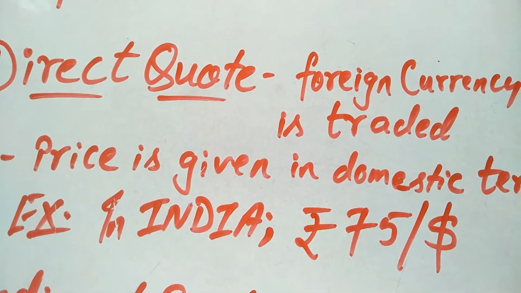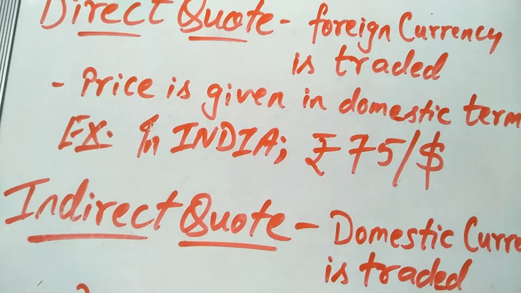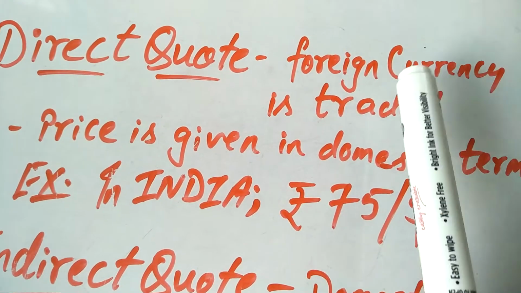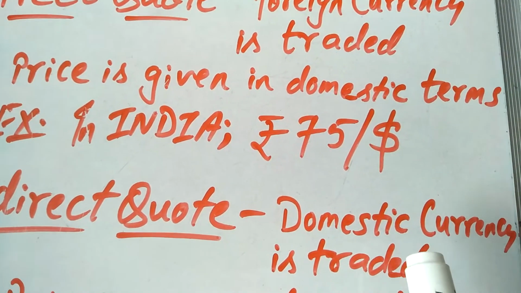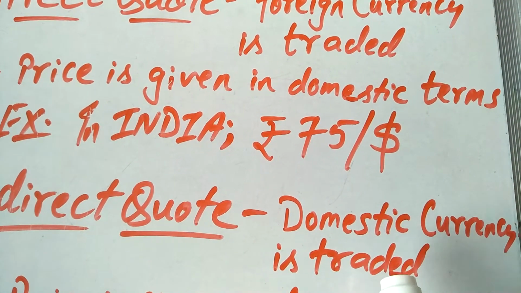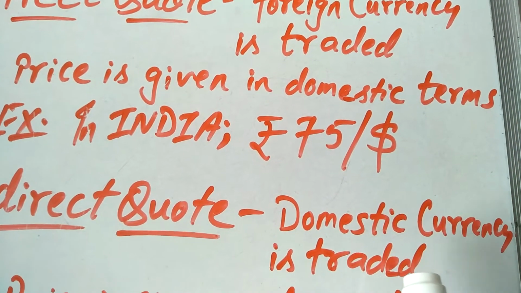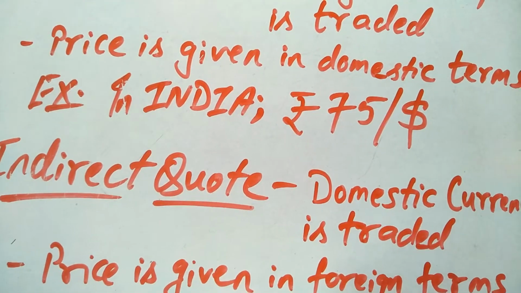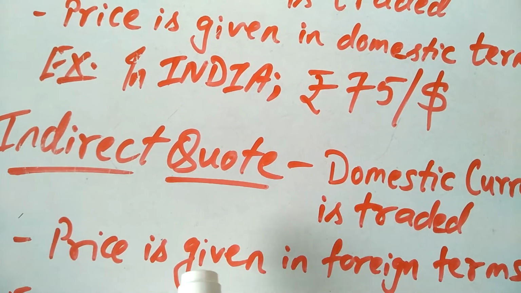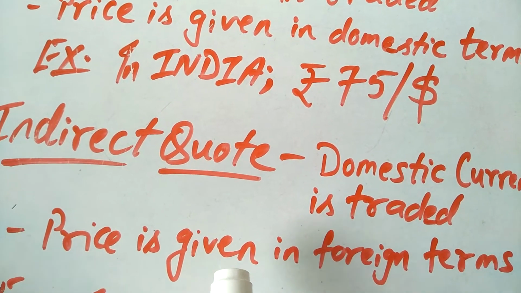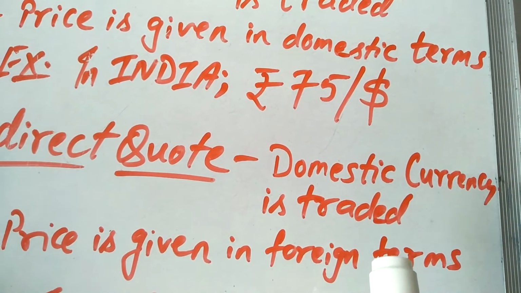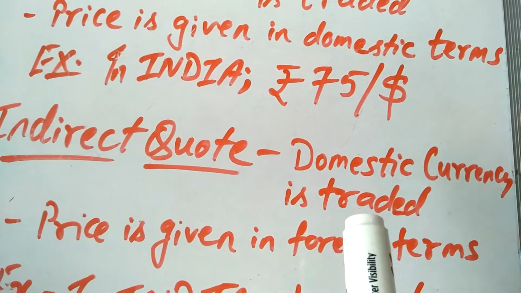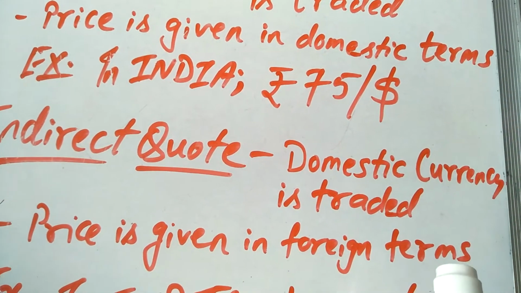Now, opposite to this would be an indirect quote. In the case of a direct quote, we have seen that the foreign currency was traded. In the case of an indirect quote, the domestic currency is being traded. That means the price of a unit of domestic currency is given in terms of foreign currency.